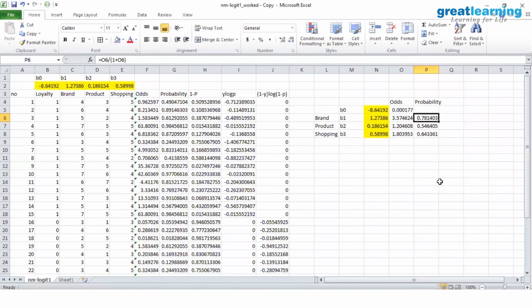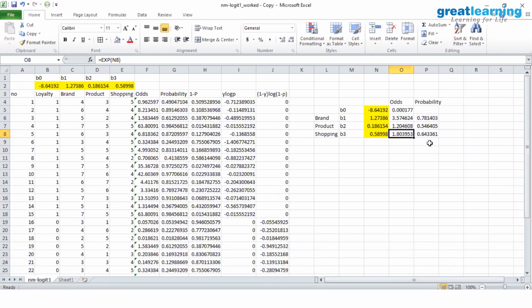A 1 unit increase in spending on brand increases the possibility of a customer becoming more loyal by 78%. A 1 unit increase in spend on product makes the customer's loyalty increase by 54.64%. And a 1 unit spend in shopping increases the loyalty of your customer by 64.33%.